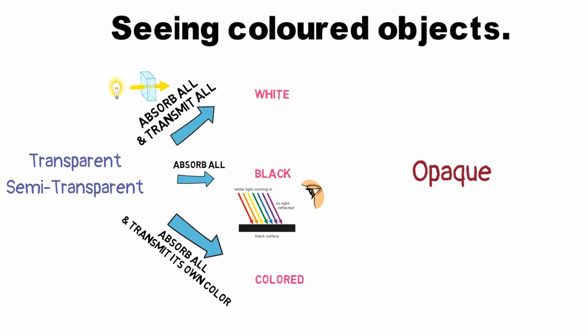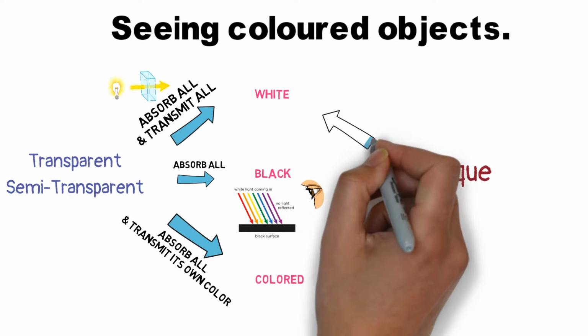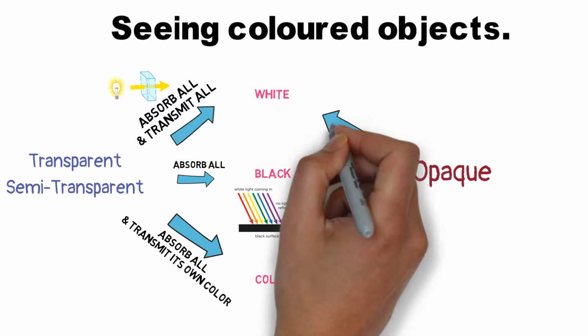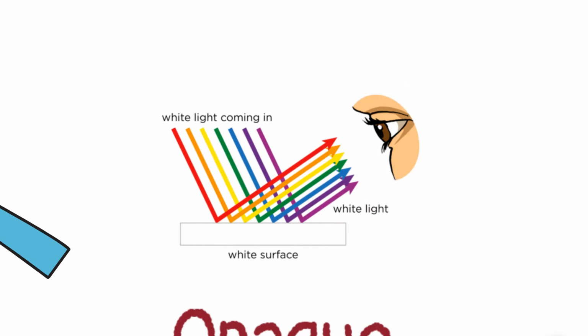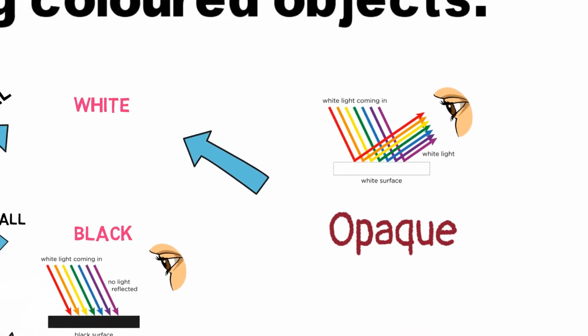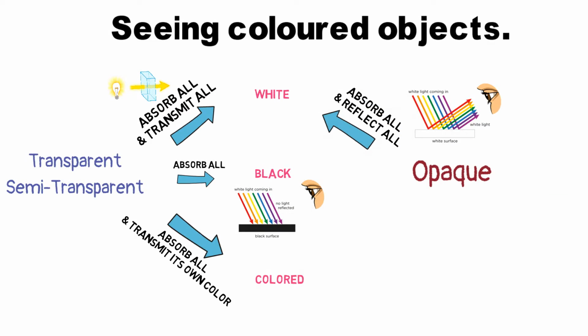In this case, if we have an opaque object, a white opaque object, what will happen to it? As we see here, it will absorb all of the white light and it reflects all. Again, the white opaque object absorbs all of the 7 spectrum colors and reflects all.